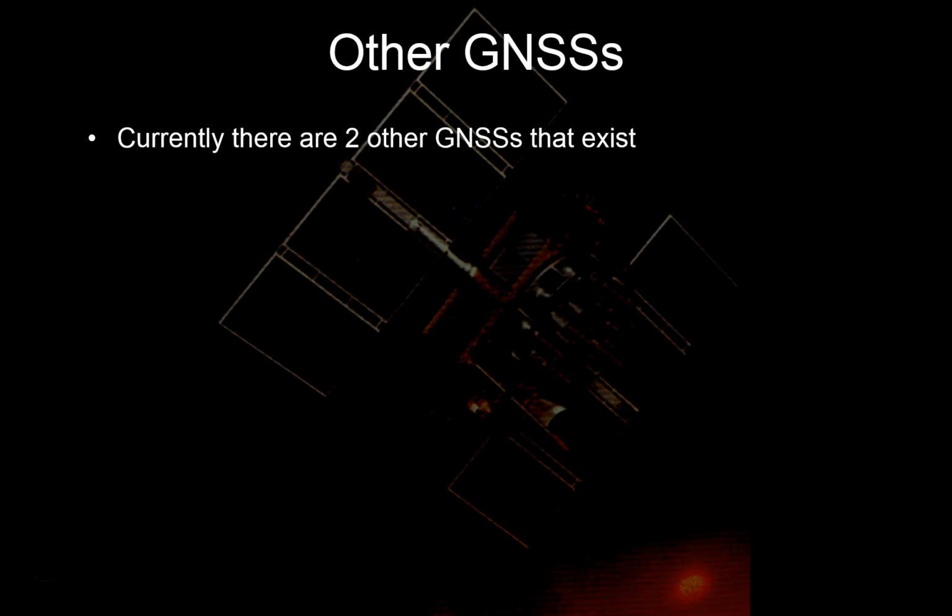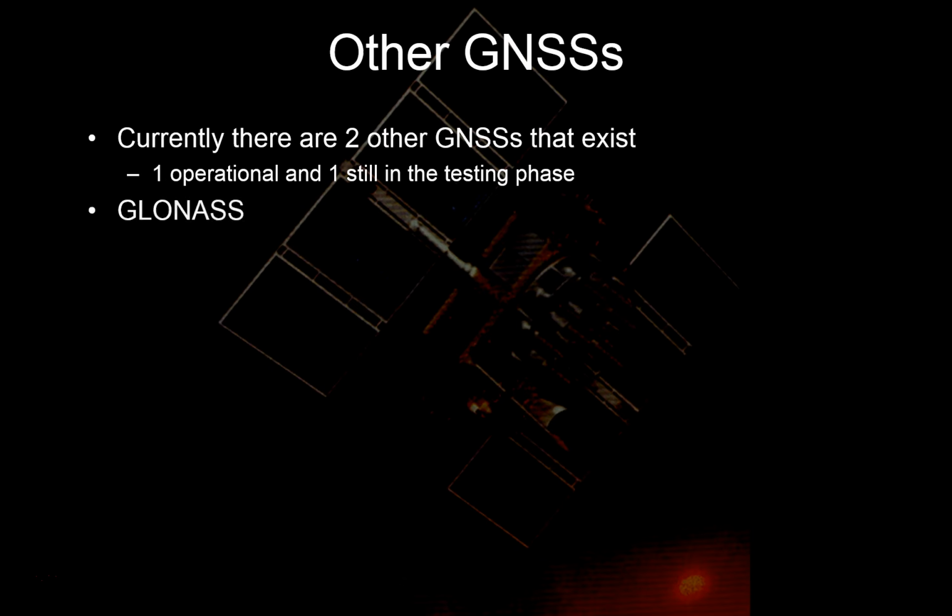All right, and then lastly, we'll quickly talk about some other GNSS, and I'll supplement this with some verbal information on some others. Currently there are 2 other GNSS that exist. Actually, that's not correct. I would say there are 4 right now, 1 operational and 1 still in testing.